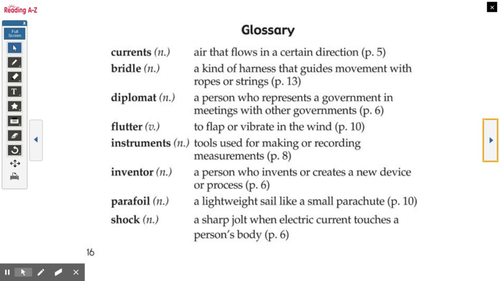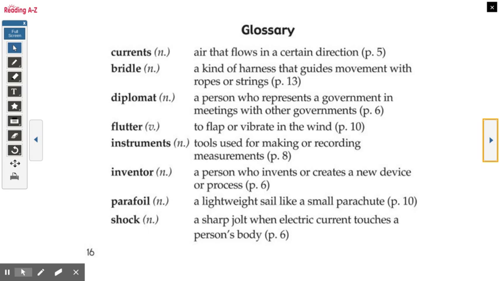Now I want you to think very hard and I want you to tell me, what does the glossary do? What does it do for you? It's a list of important words and what those words mean or what their definition is. And also it tells you what page they're on, okay? But most importantly, it tells you what those words mean.